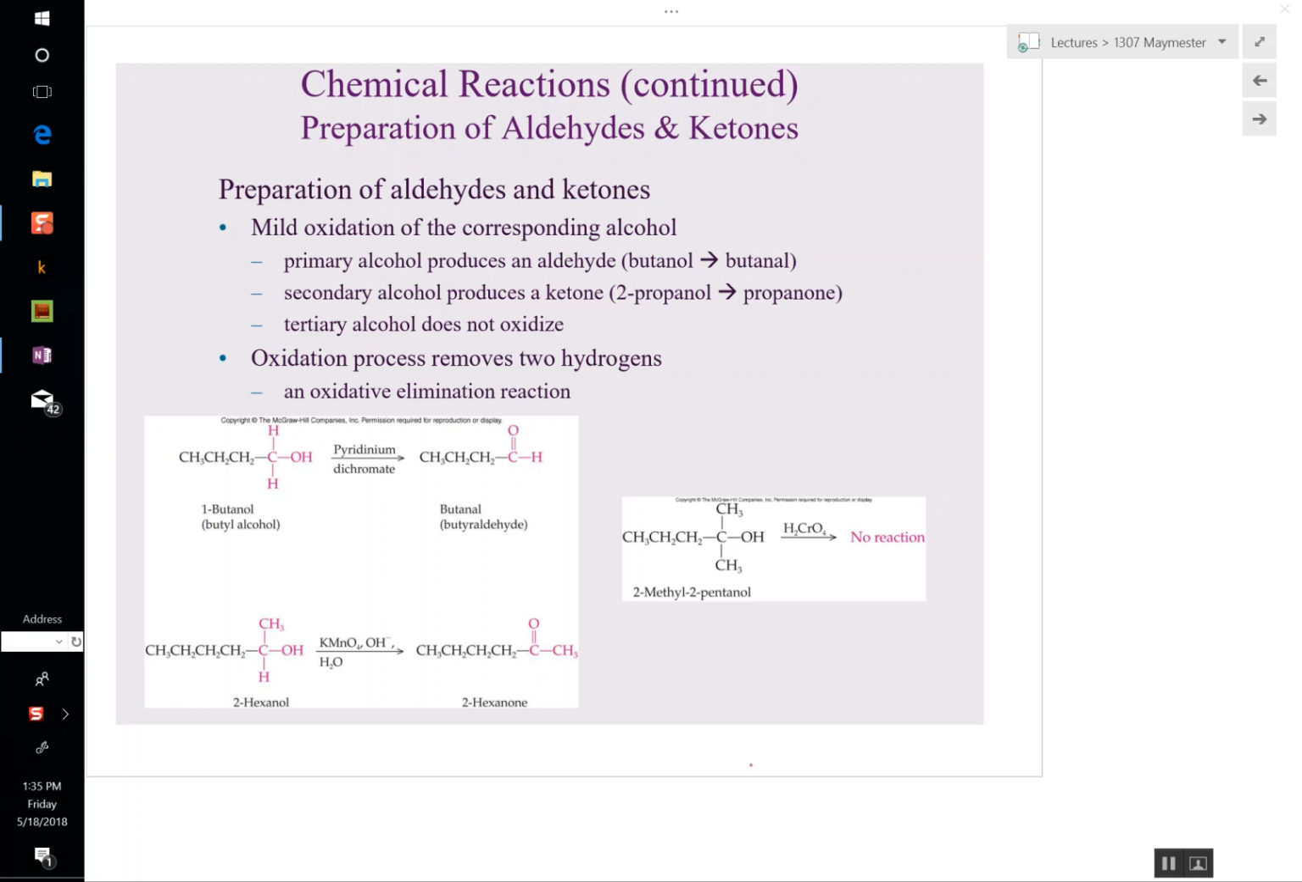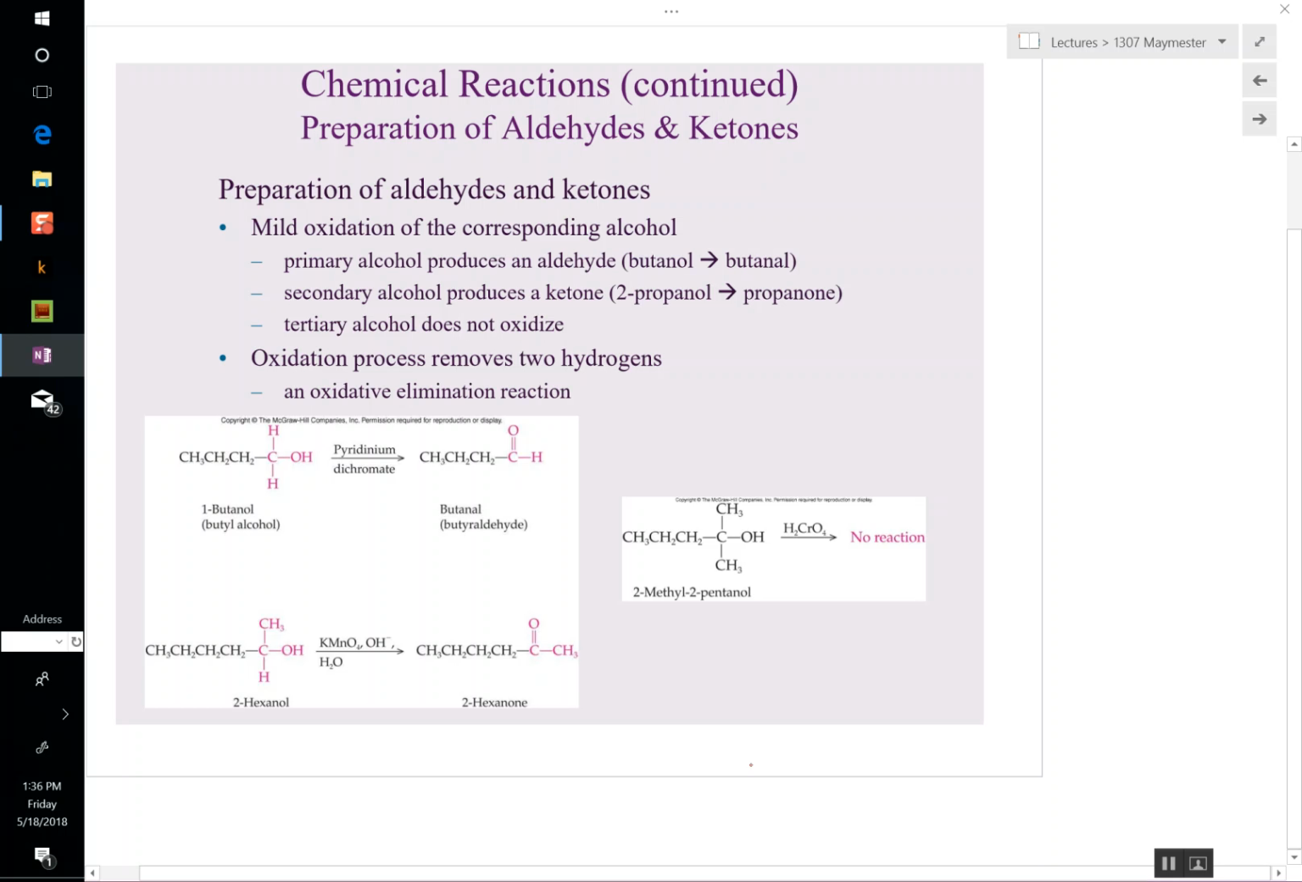A primary alcohol will oxidize to produce an aldehyde. Now this should start making some sense because a primary alcohol has the OH on the end. The oxygen isn't going to move. We're going to eliminate two hydrogens here and form a double bond right there. The carbon-oxygen single bond, nothing's happening to it. The oxygen isn't going anywhere. It's forming a double bond right there.